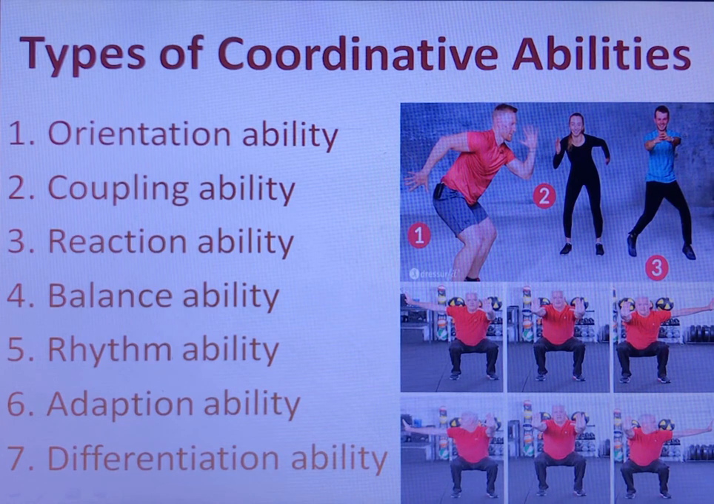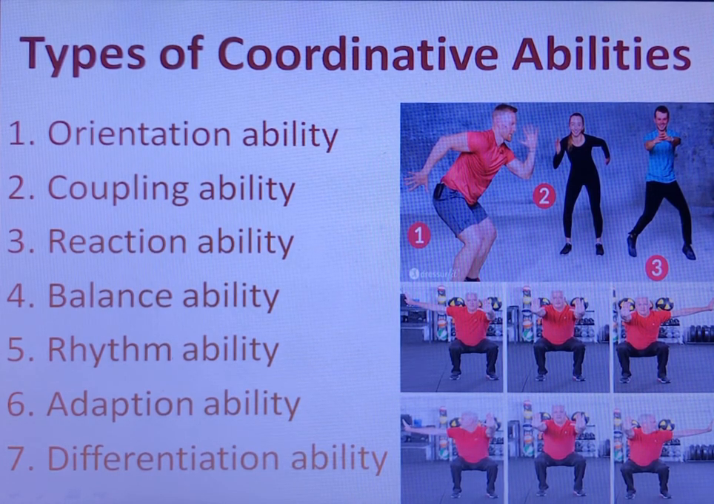Fourth one is balance ability. It is the ability to maintain balance during the complete body movements and to regain balance quickly after balance disturbing movements. Example, handstand on parallel bars and horizontal bars. Fifth one is rhythm ability. It is the ability to observe the rhythm of a movement and to do the movements with the required rhythm. This ability is required in gymnastics, swimming, diving, figure skating, etc.